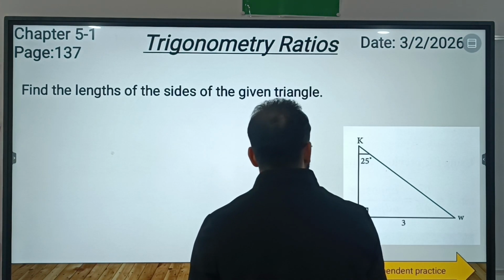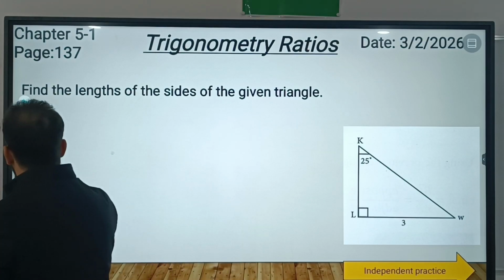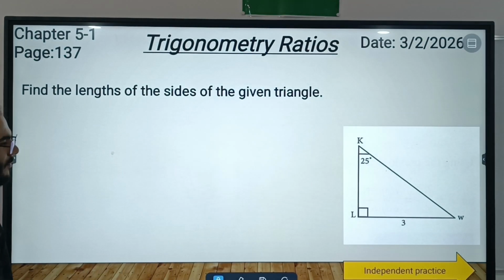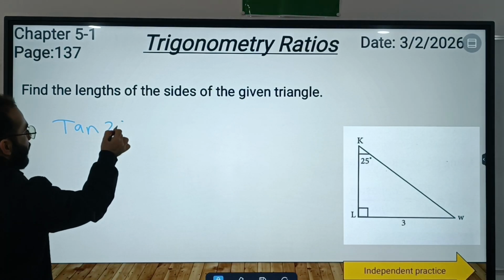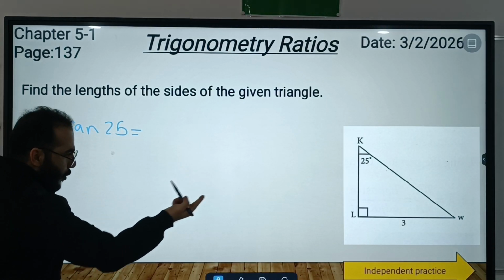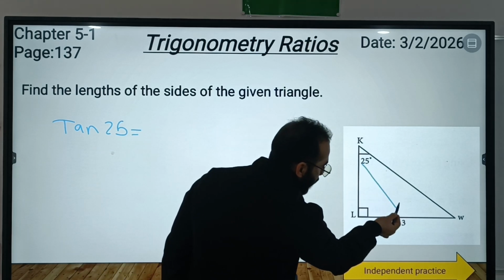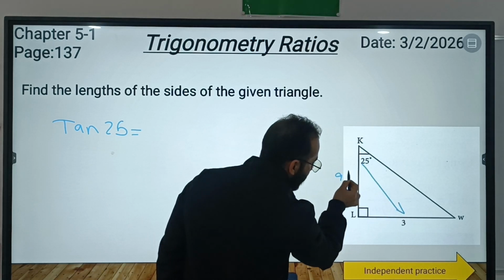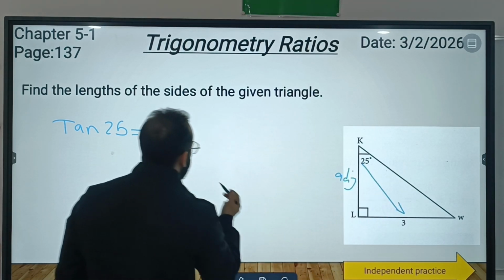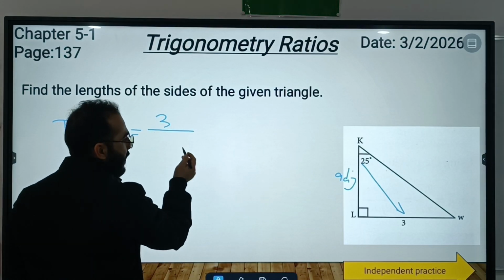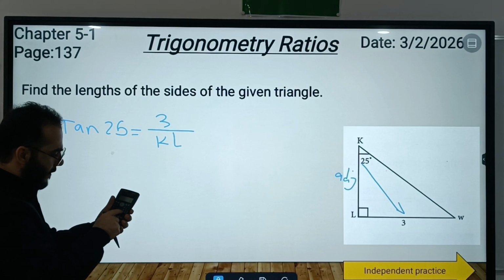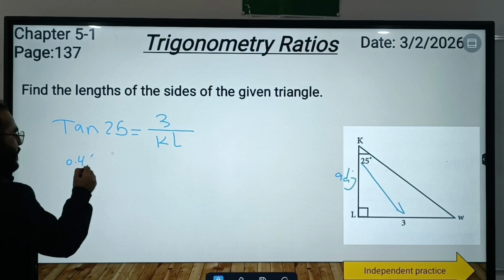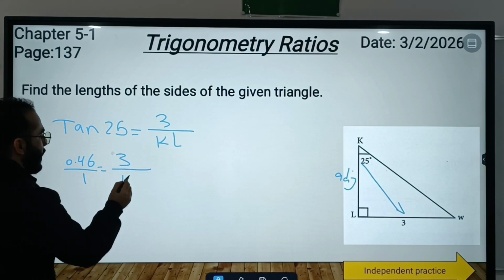Okay, there is another one, 25 here. So just find this one. This is the same idea. Regarding 25, I'm going to say that tan 25 equals opposite for 25. This is going to be opposite, and here is going to be the adjacent. So 3 over adjacent, 3 over, let's say, KL. All right, tan 25 equals 0.46. 0.46 over 1 equals 3 over KL.